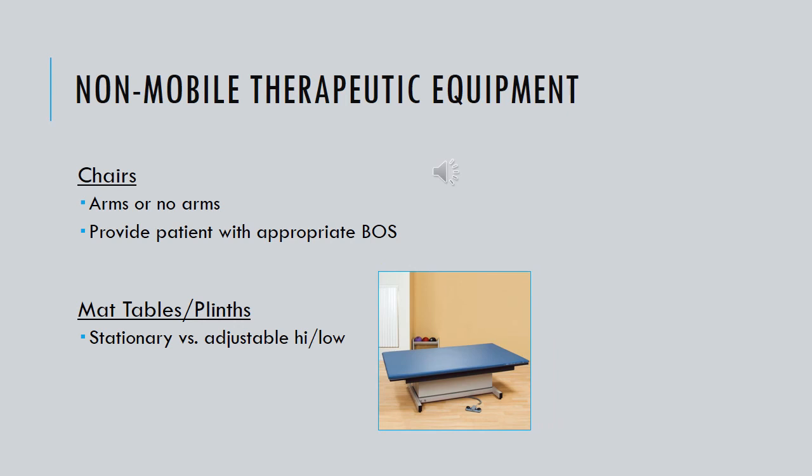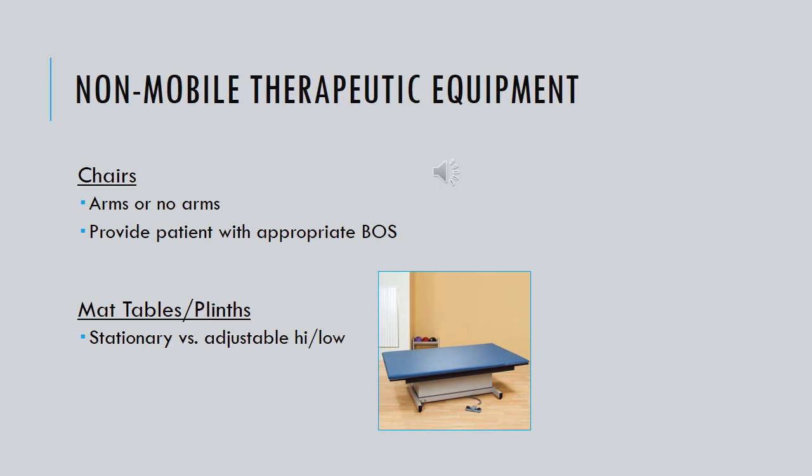Lastly, we'll talk about non-mobile therapeutic equipment such as chairs and mat tables and plinths. Chairs: in the lab and in typical clinics, you may have the opportunity to use a chair with arms or without arms, and that decision would be based on the balance and postural control of your patient and the task in which you would like to use the chair for.